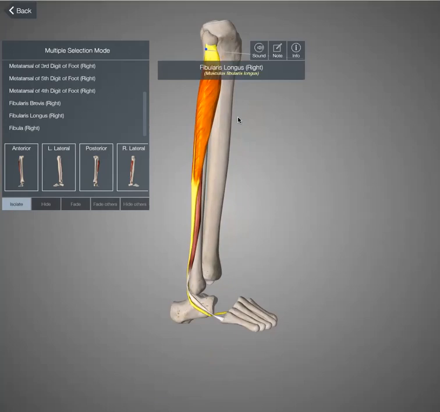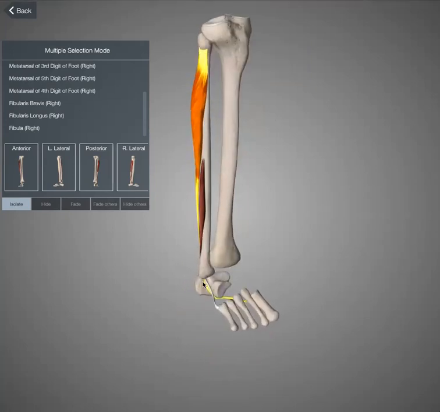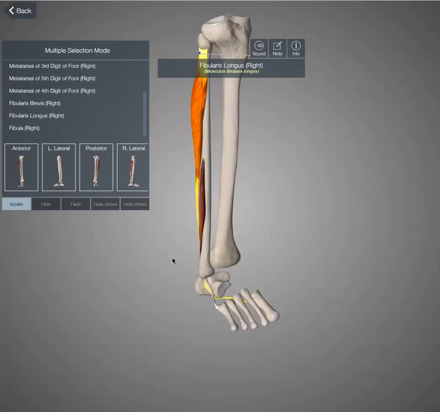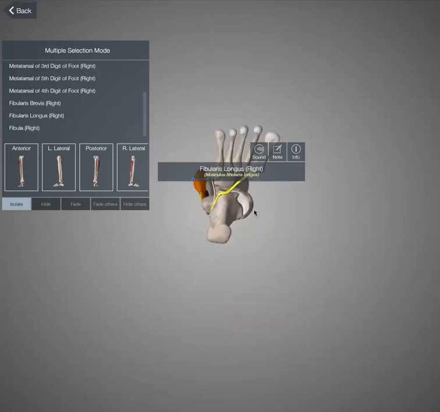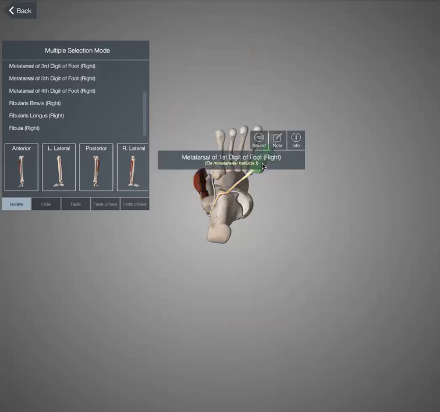The fibers then all join here and form a tendon, and this tendon crosses under the foot. If you see, the fibularis longus comes under the foot and attaches onto the base of metatarsal one. Okay, that's the base of metatarsal one. The action is eversion and plantar flexion of the foot.